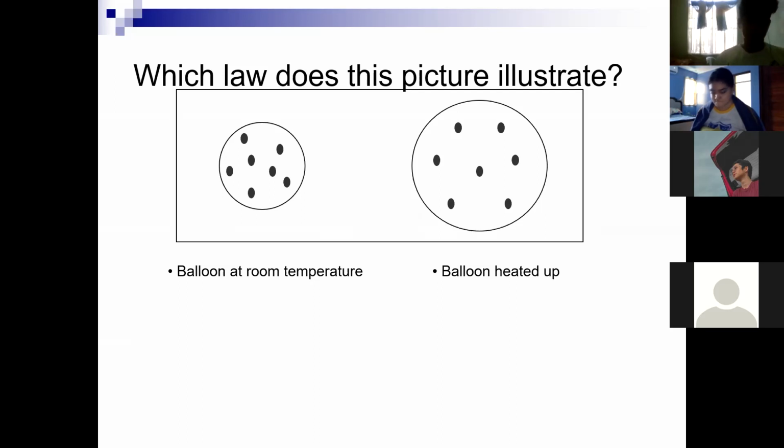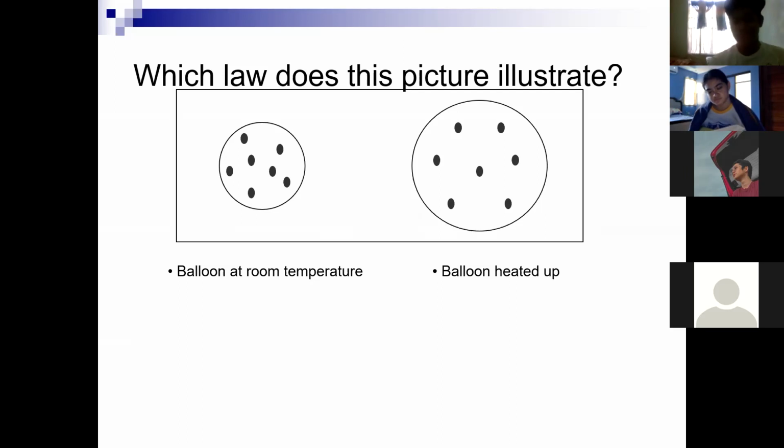What do you think is the reason? This is out of the topic, but what do you think is the reason behind why the right illustration is inflated? Edson, what's the reason behind this one? Maybe because the heat inside the balloon wants to expand.